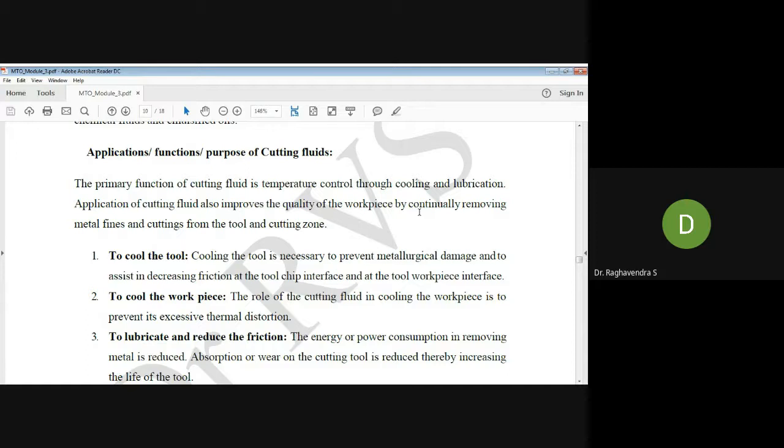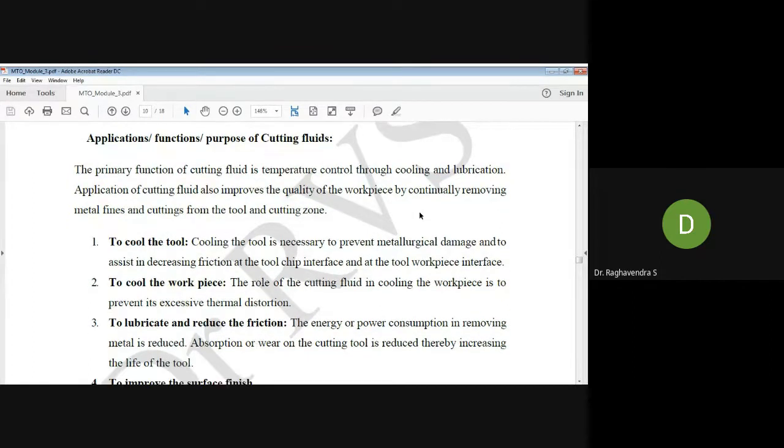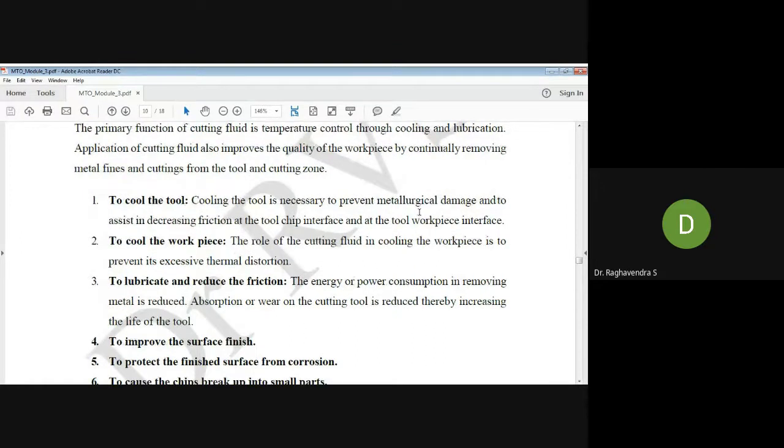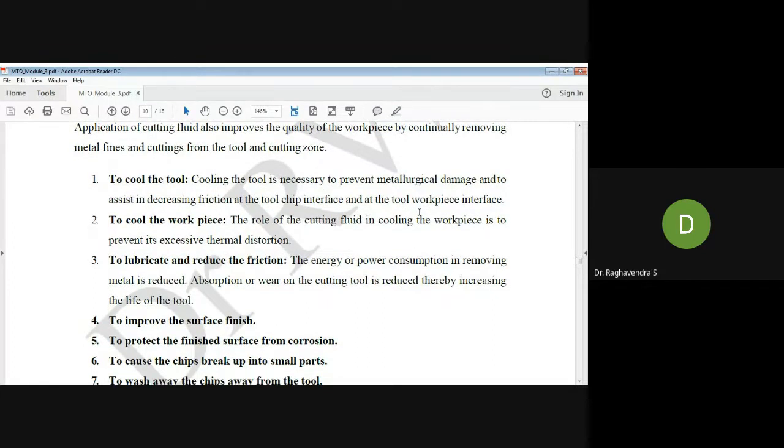Because if you don't use it, sometimes what happens is the surface finish, whatever the machining operation does, will not be to the desired level. So in order to get better surface finish, we use this coolant. To cool the tool, to cool the workpiece, to lubricate and reduce the friction, to improve the surface finish, to protect the finished surface from corrosion.